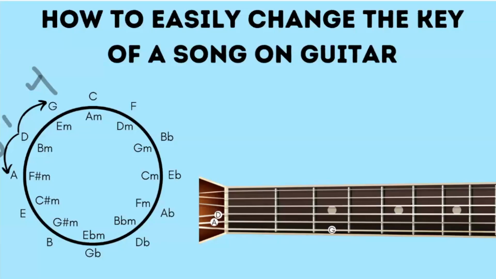Right? So that's the original key. So the way to transpose a song is, say this is too high for me to sing, right? This is way too high. D is way too high.